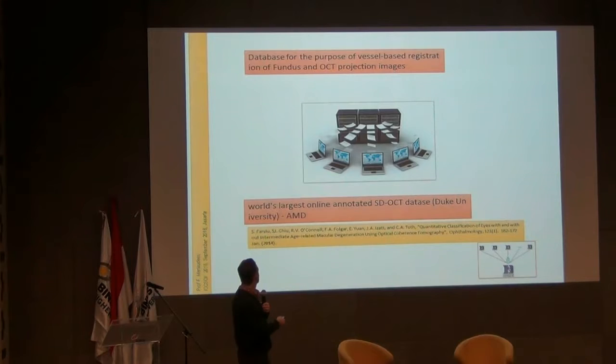One of the leaders is Duke in the US. They released the first dataset, and they are still releasing from time to time. So why are we so few? Because whenever you take SD-OCT images, you are taking a volume. One patient is 128 images. If you ask the ophthalmologist to annotate 128 images per patient, it is going to take a few hours.